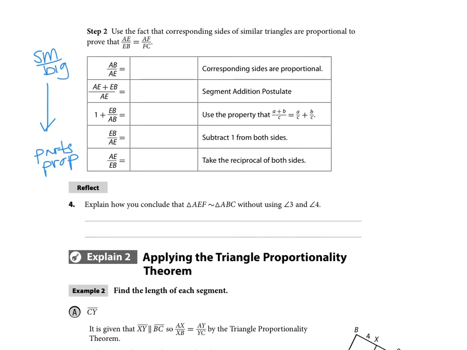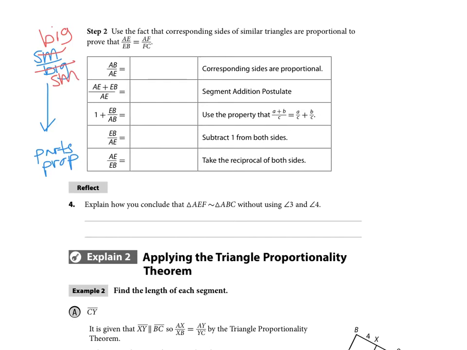So for step 2, we're going to start by saying what is AB over AE equal to. Actually, what they did there is they started with the big length for AB on the top to the small length from the triangle, as you see on the previous page. So AB is the whole length of the left side over AE, which is just the top part. We're going to say that's proportional to the whole length of the right side, which is AC, over AF, which is just the top part.